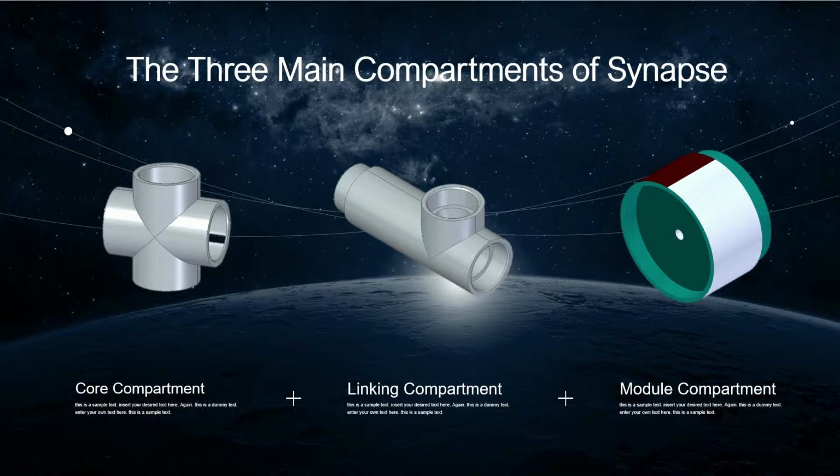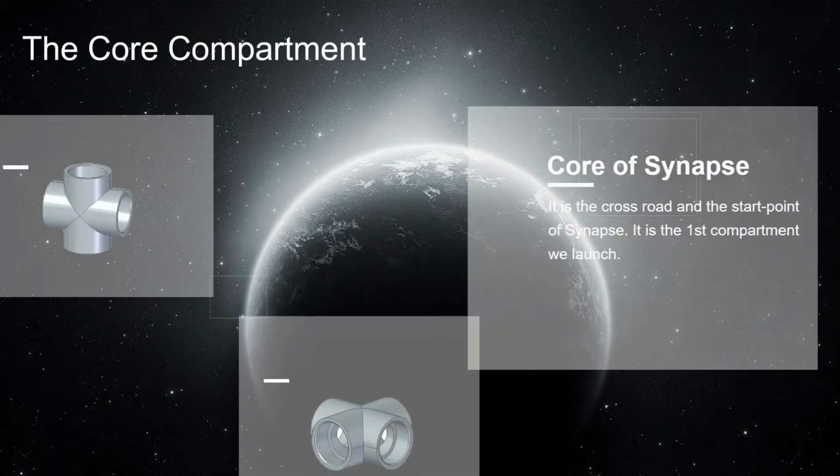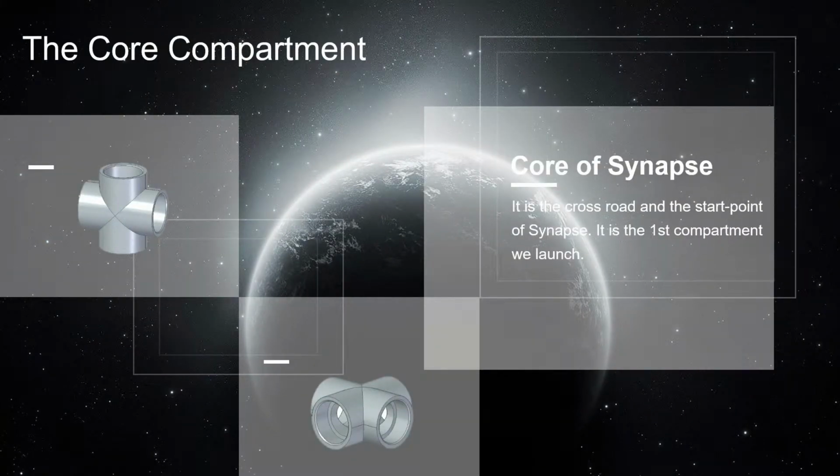The core compartment is the first compartment that we launch to the orbit. Since it's the start point and the center of Synapse, it's the crossing of the 4 arms of Synapse. The transition system and the arms cross here, so this is the crossroad inside Synapse.